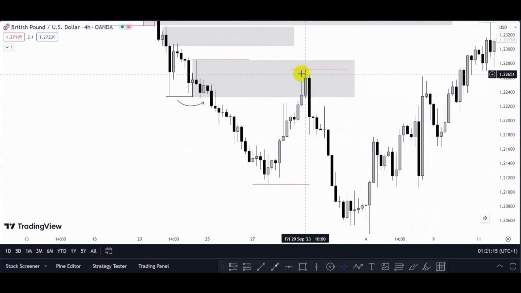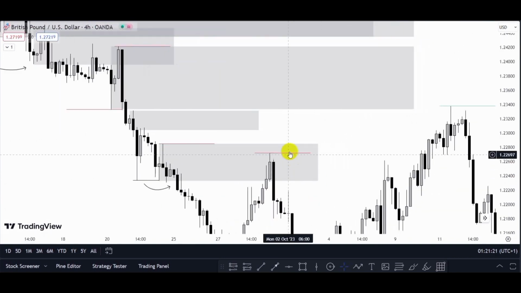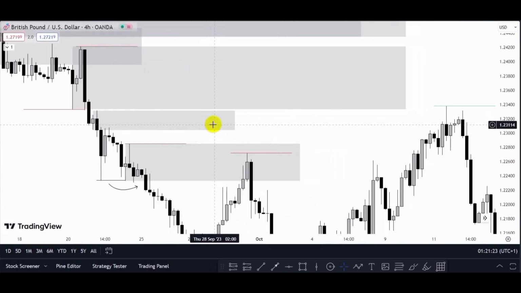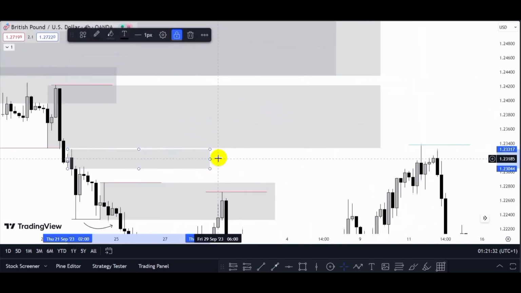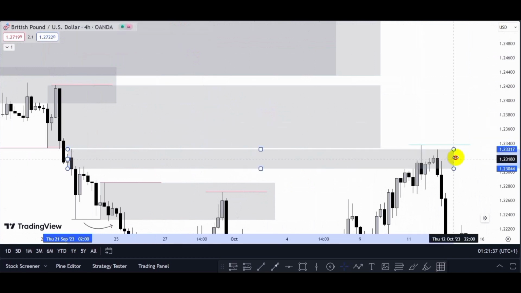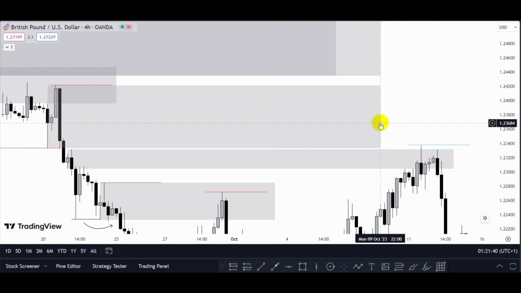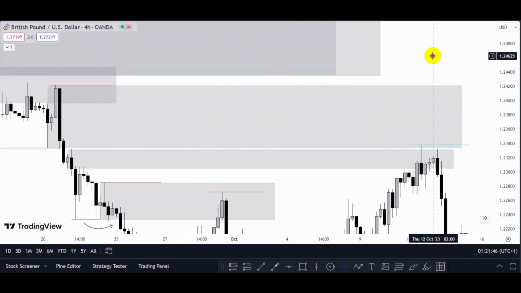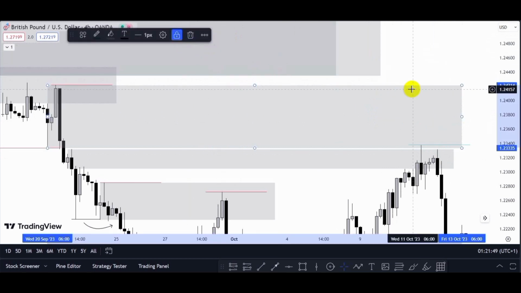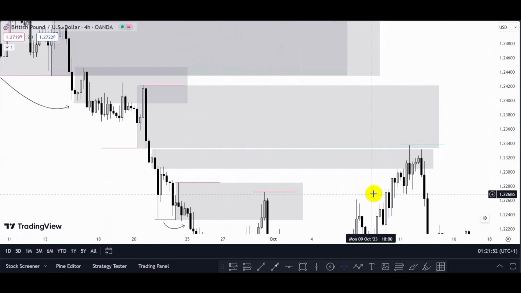Now you can see what we have is price returning to mitigate this IOF zone, and then we see price push further to the downside. Now we have unmitigated IOF resting here. We have unmitigated IOF resting here. So you would see that price returned into this IOF to mitigate this IOF. Price returned into this IOF also to mitigate this IOF.